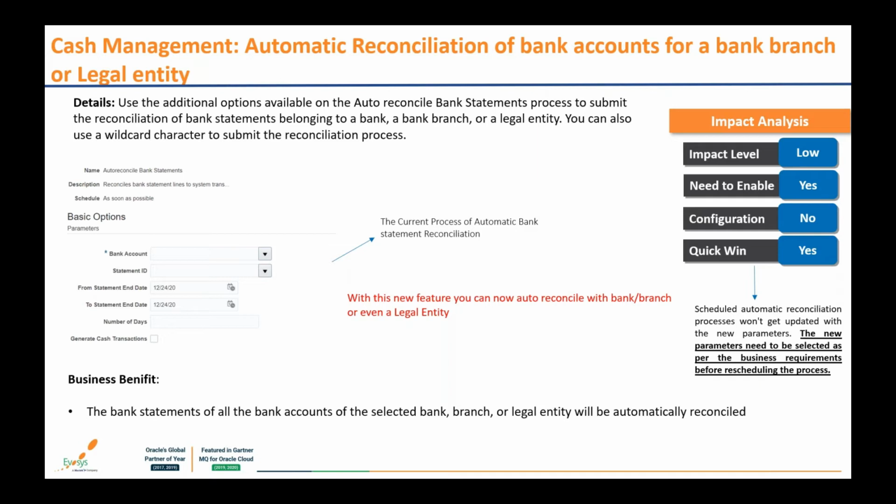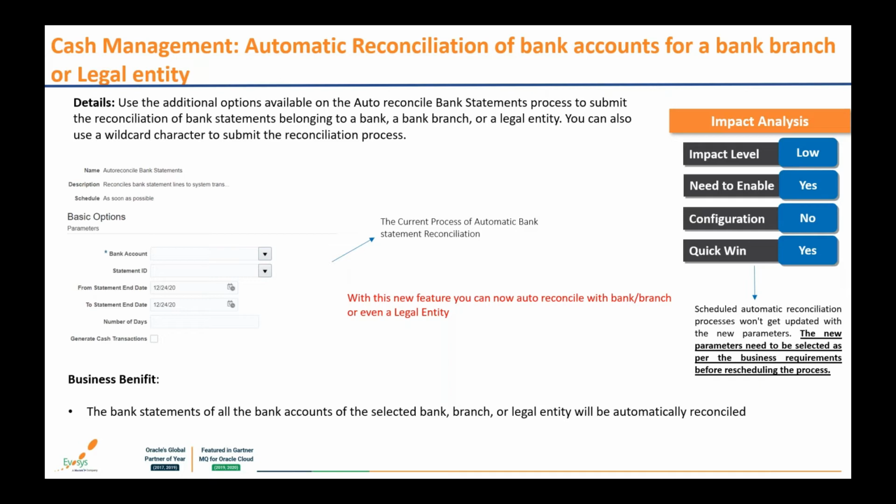But now Oracle has introduced new parameters for that particular process, that is, submit automatic reconciliation. Now you'll find 3 additional parameters, for example whether you want to run it for a specific bank. So if there are 5 banks but 40 bank accounts, now I can run that particular process 5 times, and the system will incorporate all the bank accounts.